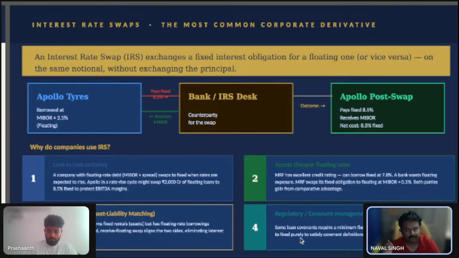Finally, you need to have some regulatory and covenant management. Some loan covenants require a minimum fixed rate coverage ratio. They require that it cannot fall below something, it cannot fall below their cost of capital. A company sometimes just swaps purely to satisfy the covenant definition, so that it's economically suboptimal. So companies say that of course it cannot be more than, suppose, 5 or 10, 15%. You cannot buy at 40% because the company will default at that high percent. So those kinds of clauses are there.